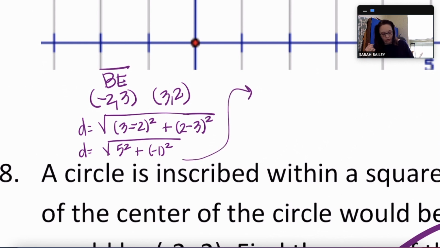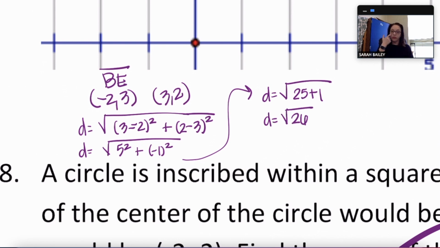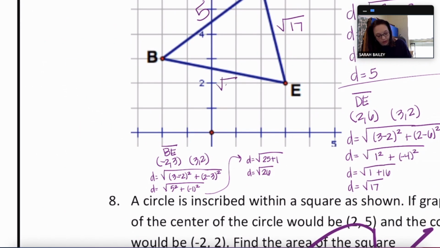Let's come over here. 5 squared is 25. Actually, let me write the d equals first. And I'll go ahead and do my radical. So 5 squared is 25. Negative 1 in parentheses squared is 1. So this would be the square root of 26. 26 is not a perfect square, right? So I'll just leave that for now as the square root of 26.